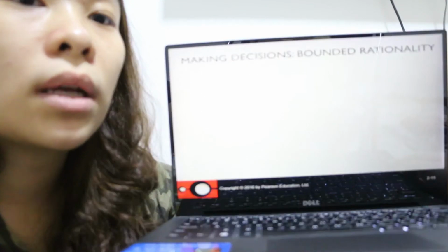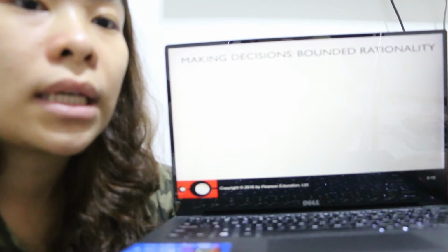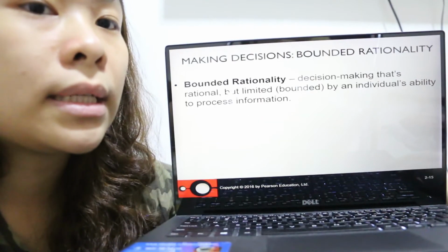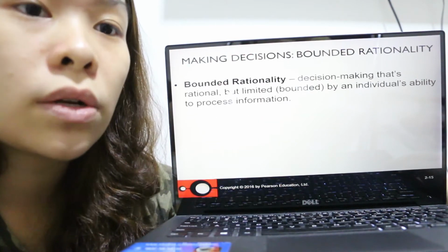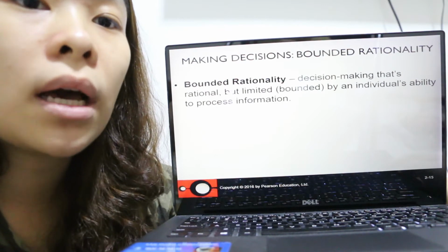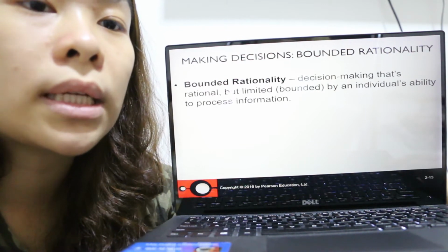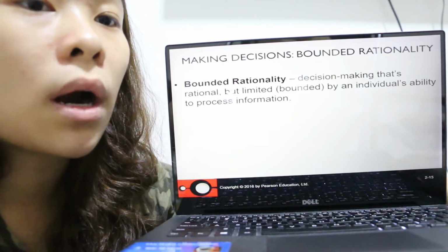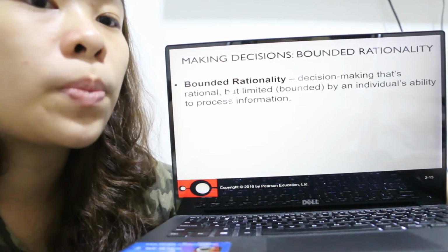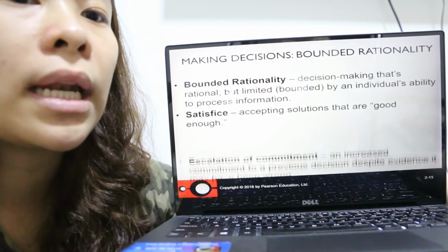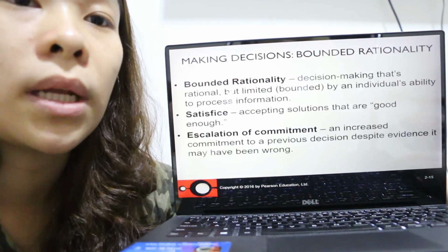The next one is bounded rationality. Bounded rationality is decision making that is rational but limited by an individual's ability to process information. In this part, we will find out more about 2 points: sacrifice and escalation of commitment.